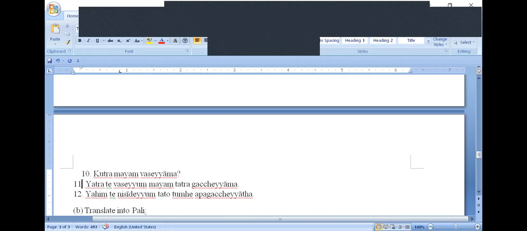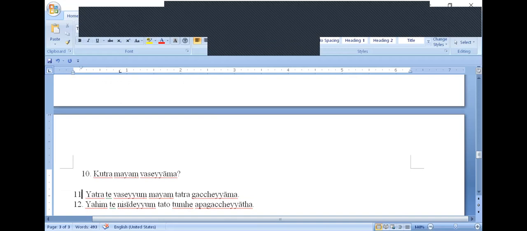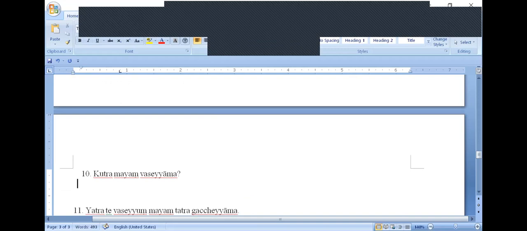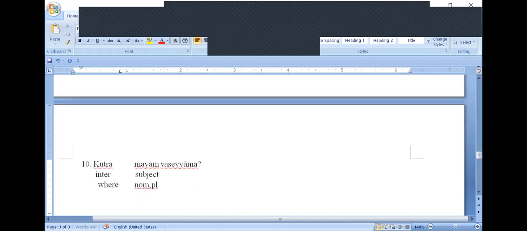Okay, Shimin, yes? Kutra mayam vaseyama. So, kutra is the interrogative adverb. So, it's like a question, no? Translate to where. Okay, where? So, mayam is nominative plural. Okay, so first person we say we. Nominative plural, okay, we. So this is a subject here, right? You have to tell us it's a subject, okay? So the meaning is we.